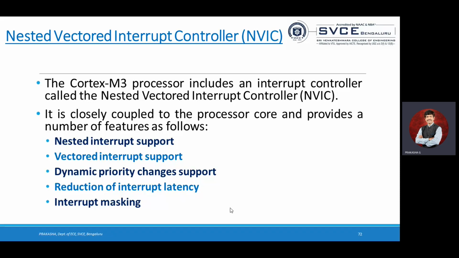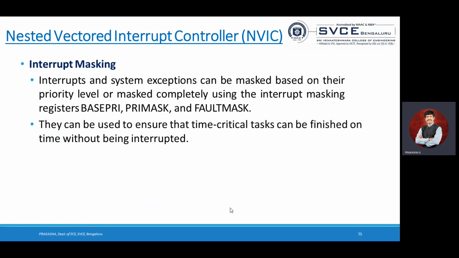Reduction of interrupt latency is one more category, since we are dealing dynamically with nested interrupts, we can reduce the latency of handling the interrupts also. And the last one: if the interrupt is not that important, it can be masked, and it will move ahead to the next operation. These are the 5 different features where NVIC can support, or your ARM Cortex M3 can support, the interrupt handling itself. Already it's been discussed. We'll move ahead with the next topic.